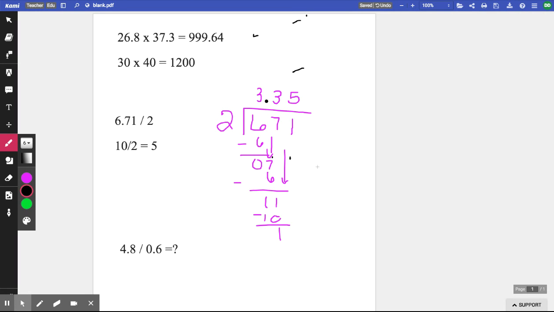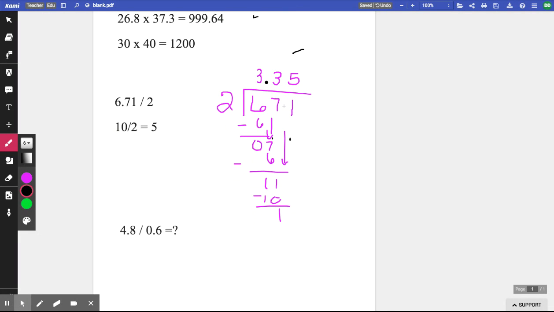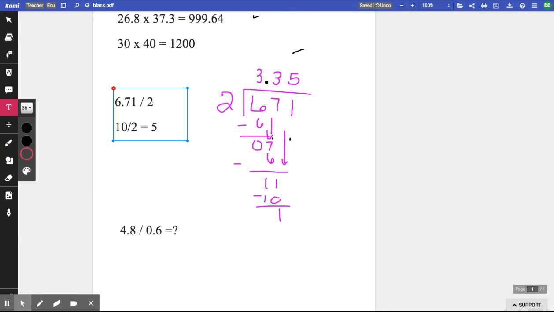This 1 is going to tell me whether or not this 5 stays the same or bumps up to a 6. Remember, 5 and above, give it a shove. So if it's less than 5, I'm just leaving it. My answer is 3 and 35/100.